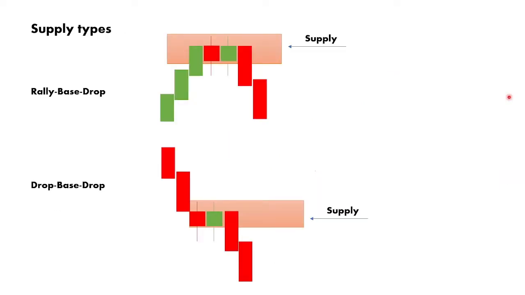Supply zones can be formed in two ways: rally-base-drop and drop-base-drop. Basically, rally means that price just goes up. Base is where the price stays stationary, and the final drop is when price gets pushed down. And drop-base-drop is price pushing down, then they consolidate a little bit, then the price pushes down.